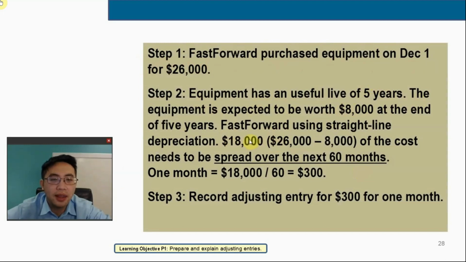And we are going to use 18,000 divided by 5 years to get the annual depreciation of 3,600. I'm sorry, or we use the 18,000 net cost divided by the total number of months during the 5-year period. If you use 18,000 divided by 60 months, that is 300 per month. And our record keeping requires us to record a depreciation expense of $300 for 1 month.